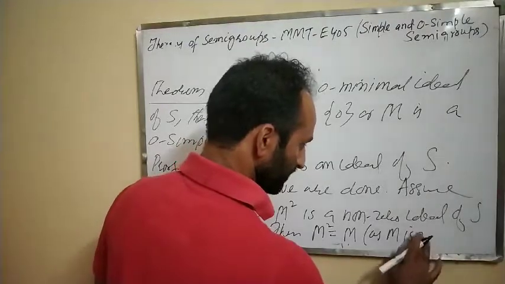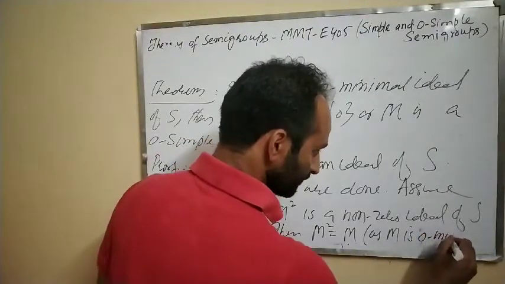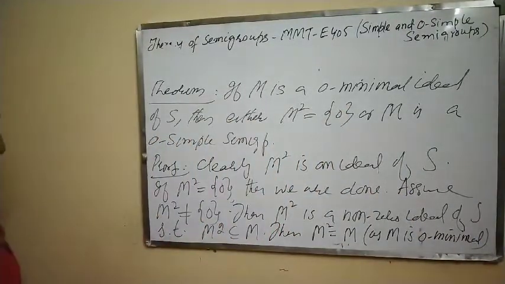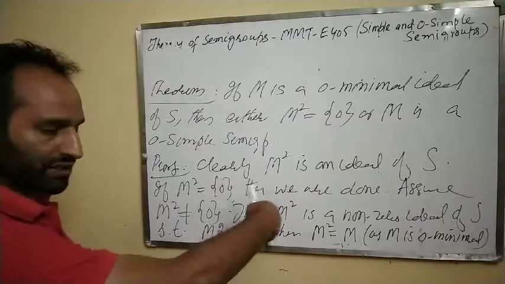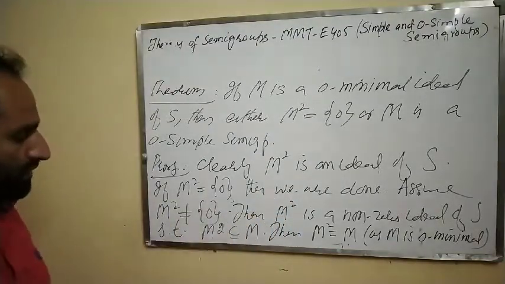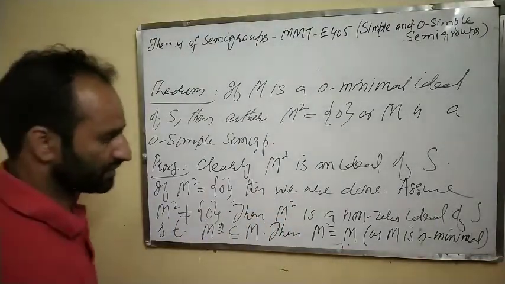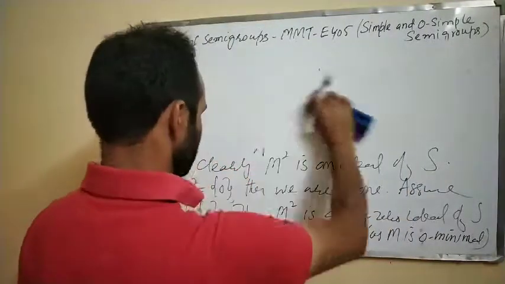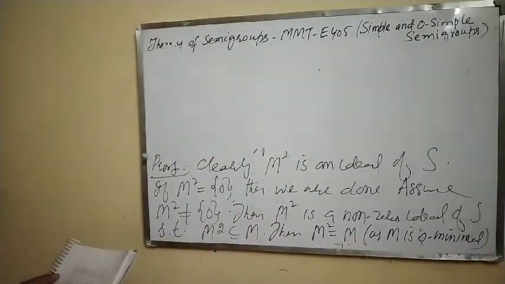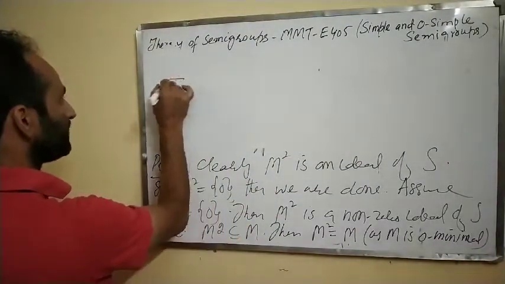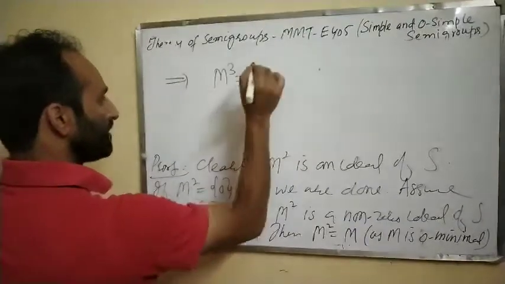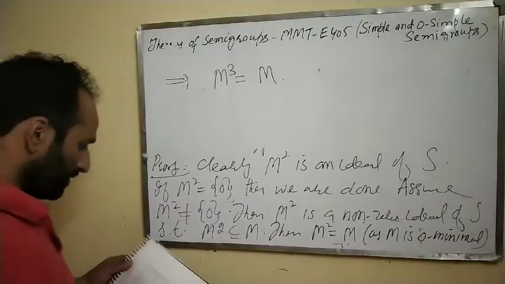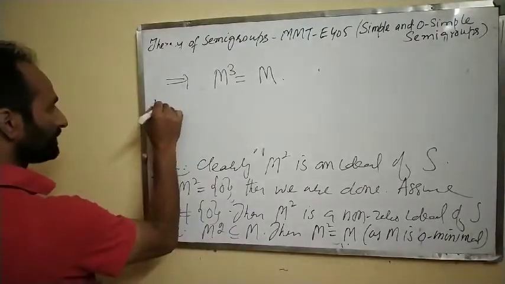M is zero minimal. It cannot contain a proper non-zero ideal, and it contains M square. That means M square cannot be proper. So it should be equal to M itself. Okay, so M square is equal to M. This means M cube, which is equal to M into M square, is also equal to M. This is very simple.